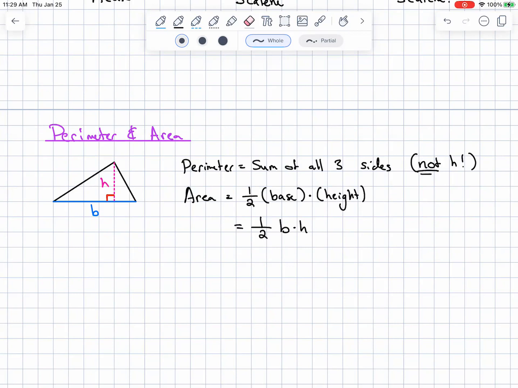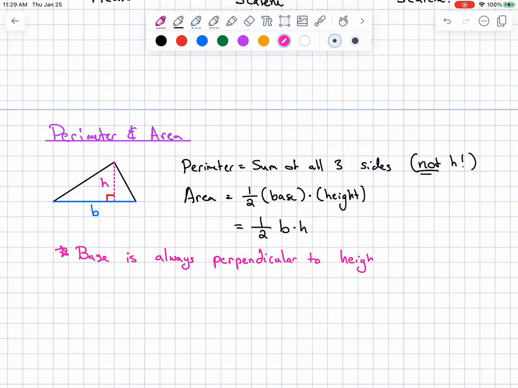So I suppose I should write this though, just as a small note. The base is always perpendicular to the height. And just in case, I realize I'm saying that word, but we haven't really described what it means. Perpendicular means that it forms a right angle. When they meet each other, they form a right angle.